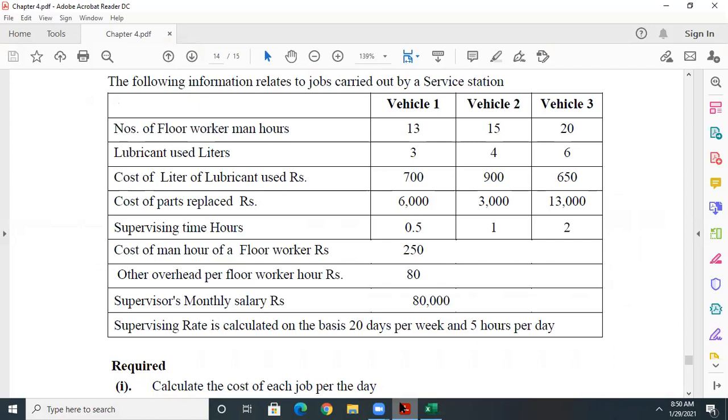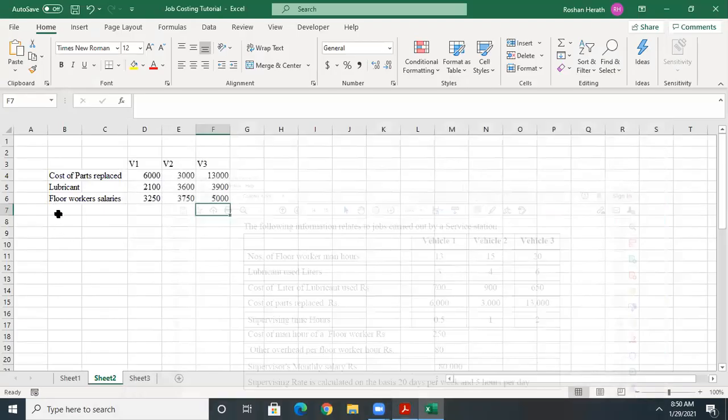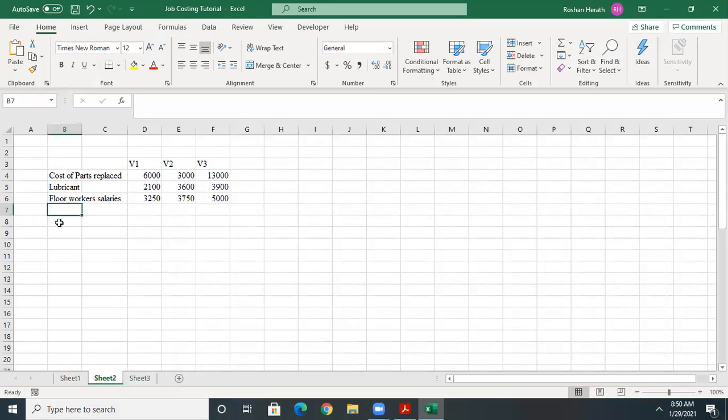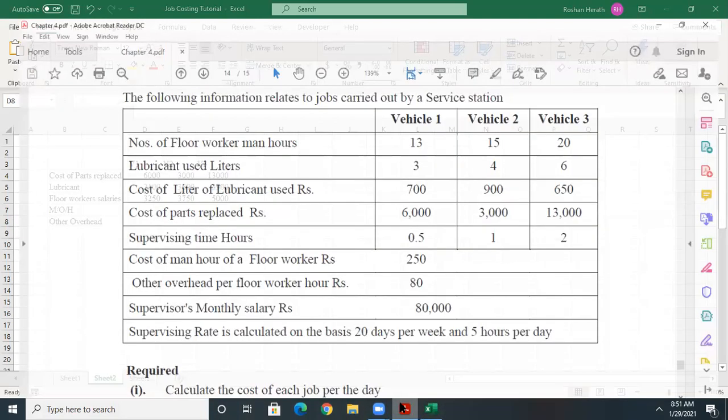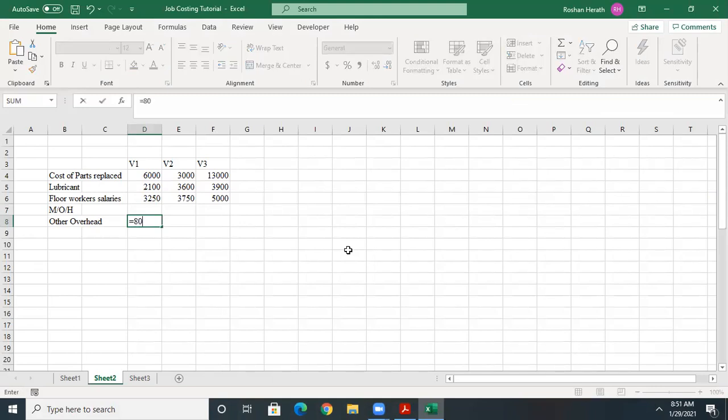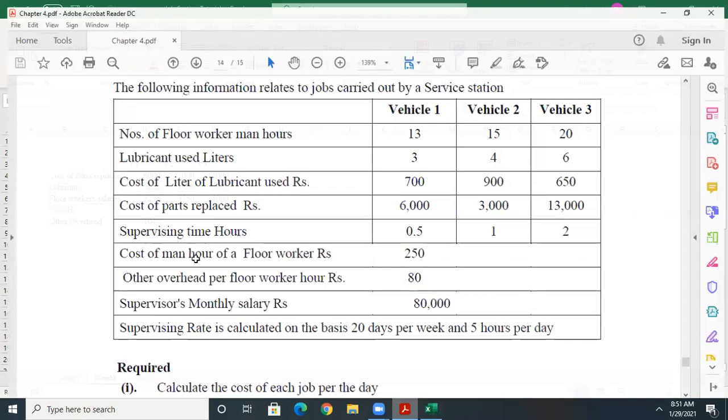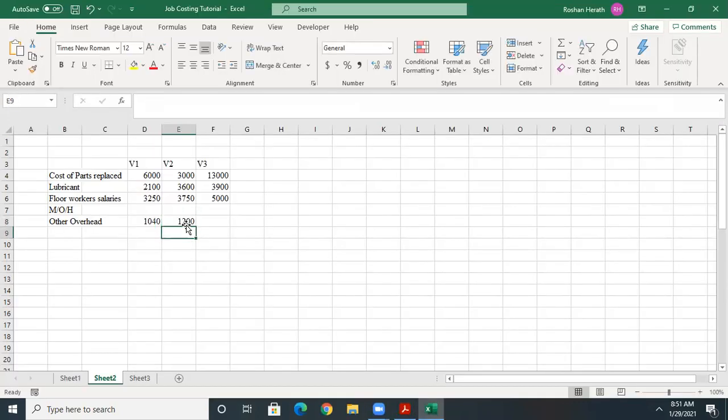Thereafter you have other overheads per floor work hour. It's a kind of predetermined overhead rate that you would have worked out, based on the floor work hours. You can see the floor work hours are given, so you can take that. So it's about the manufacturing overhead, the other overhead. The predetermined OAR they have worked out is 80. So it is 80 into 13, 80 into 15, and 80 into 20. So they have taken that.